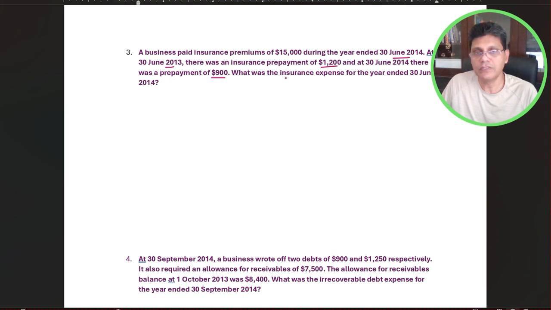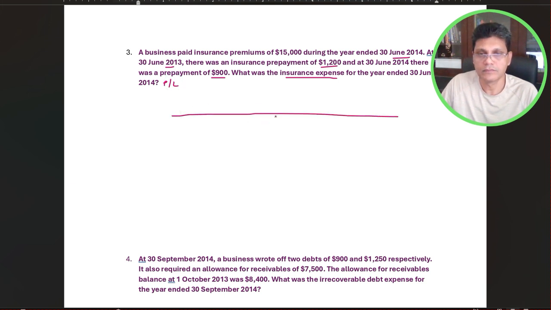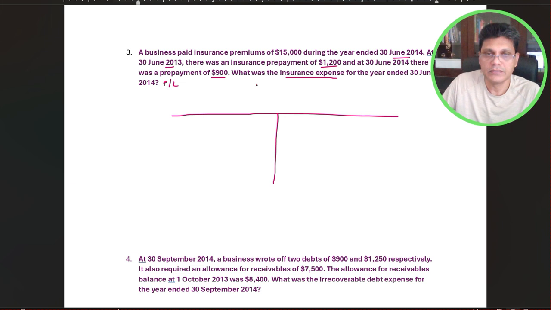So what was the insurance expense for the year ended 30th June 2014? We need to identify the insurance expenses charged to the profit and loss account. If you open up the prepayment account, this is the prepayment account, prepayment of insurance.